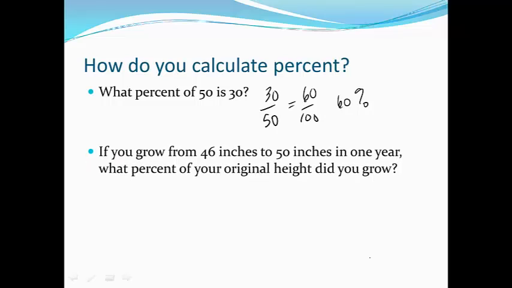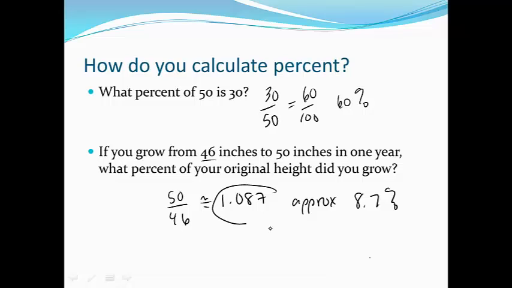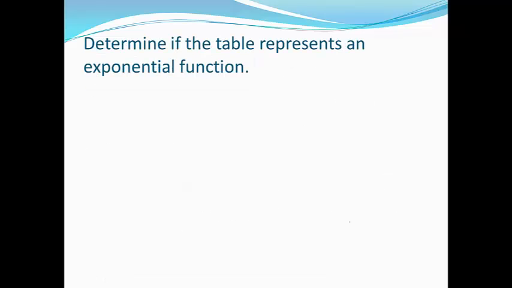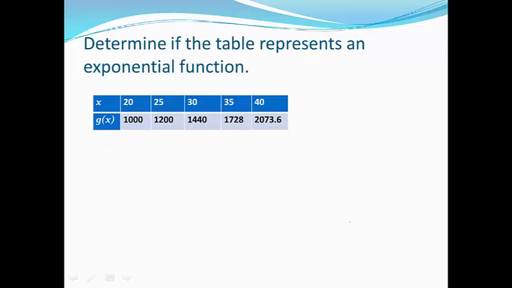If you grow from 46 inches to 50 inches in 1 year, what percent of your original height, okay, maybe not your original height, but of the previous year, did you grow? In which case, you're calculating the percent of 46. So that will go in the denominator, and you look at the ratio again of 50 over 46, which, when you plug into your calculator, is approximately 1.087. So you would grow approximately 8.7%. Now, if you were growing 8.7% every year, then your growth factor would be 1.087.